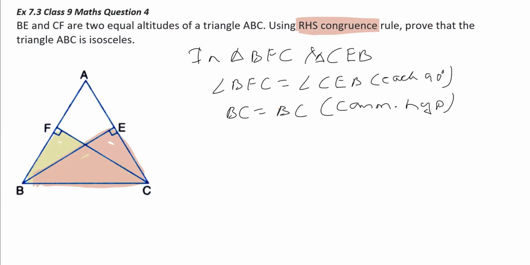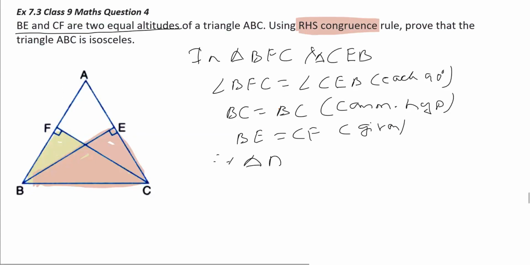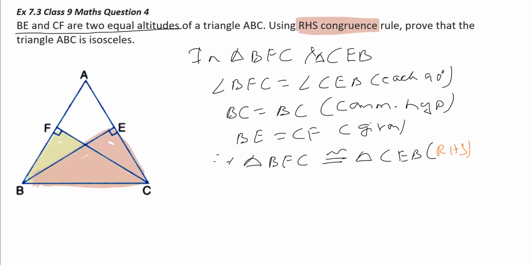And then we also have to look for a side. As you can see, BE and CF are two equal altitudes. So we can also write BE being equal to CF. And the reason for this is given. So therefore, the triangle BFC is congruent to the triangle CEB. Now, clearly we have used RHS, right angle hypotenuse side, to prove the triangles congruent.